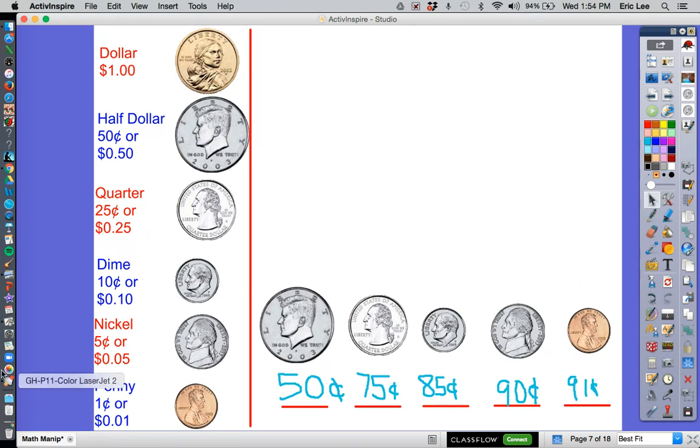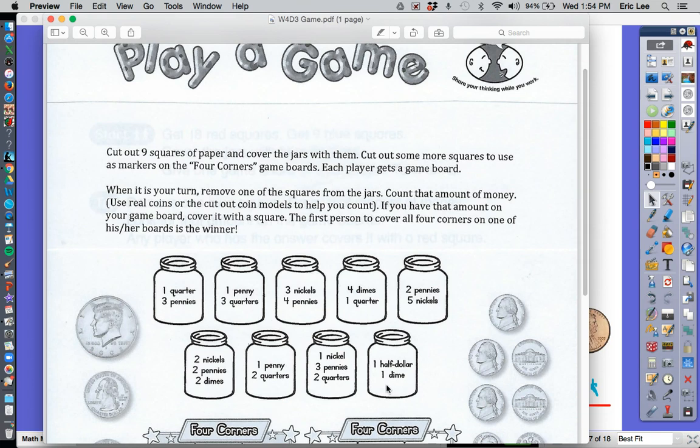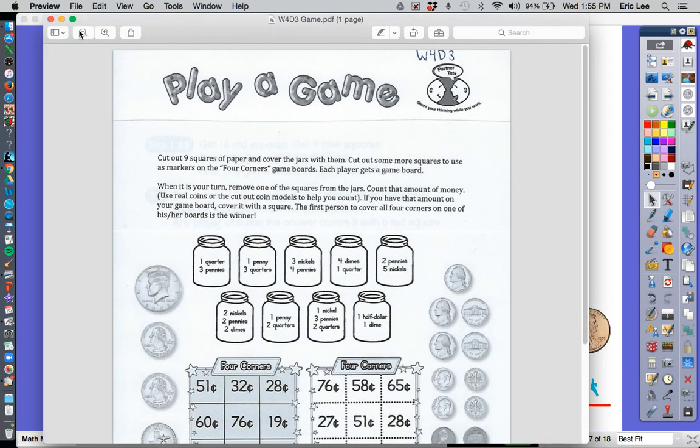Now, here's the game you're going to be playing. It is called Play a Game. What a clever name. All right, here's what it looks like. And it says cut out 9 squares of paper and cover the jars with them. So you've got these jars here. Find a piece of paper at home. It doesn't matter what color, what shape, or what kind of paper. Just find a piece of paper, cut it up into 9 little pieces that cover all these jars.